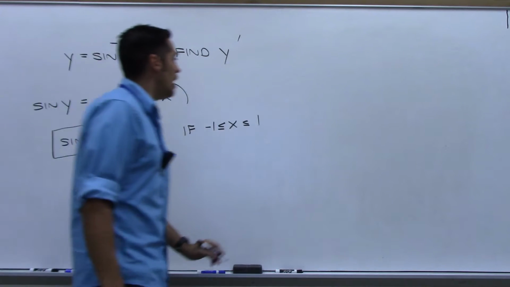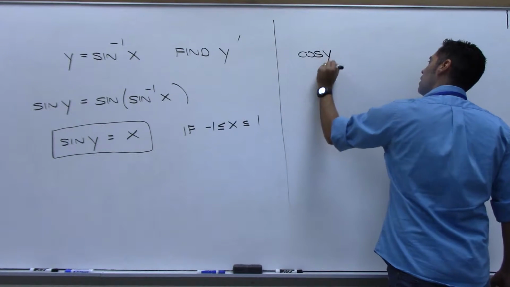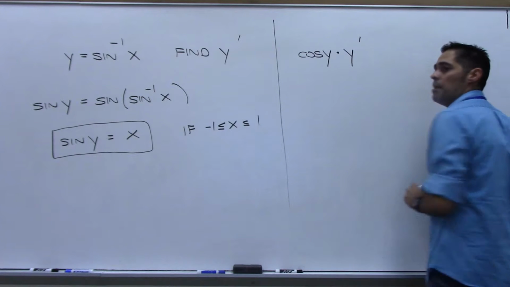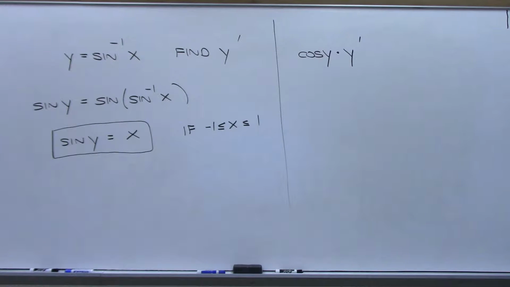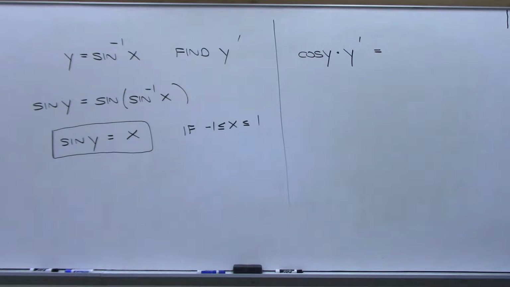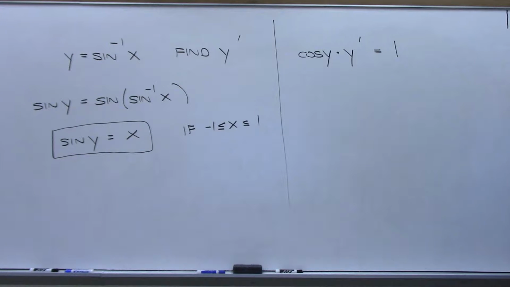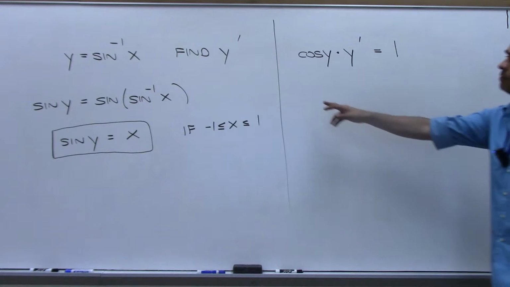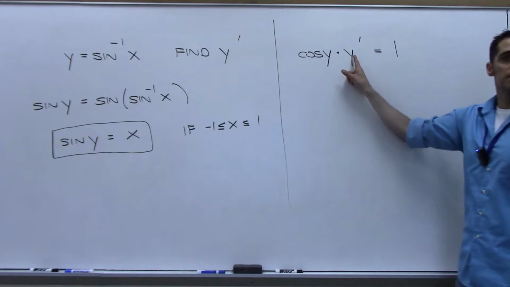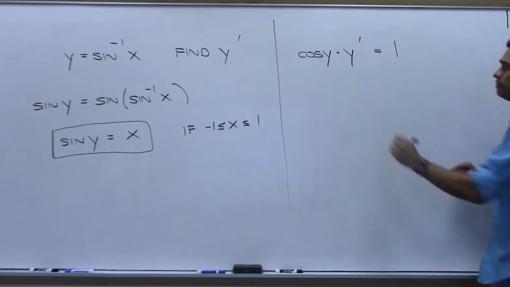What is the derivative of sine of y? Cosine y times y prime, right? So we have to remember that chain rule. And then equals, what's the derivative of the right side? 1, right? Because we're differentiating with respect to x. And what were we trying to find? Y prime. There it is. Isolate it. Divide by cosine y.